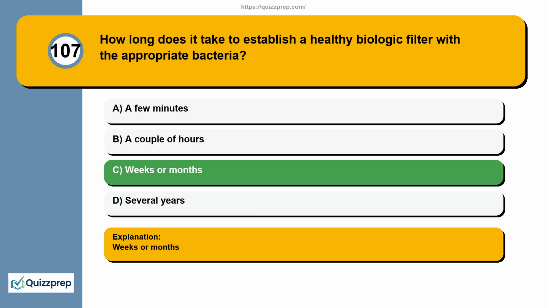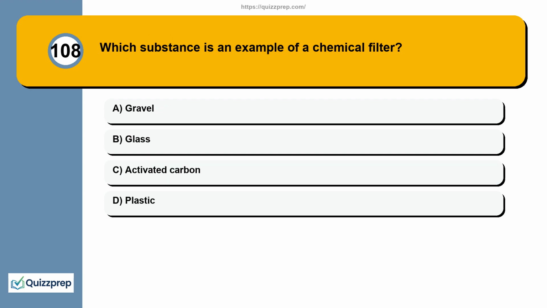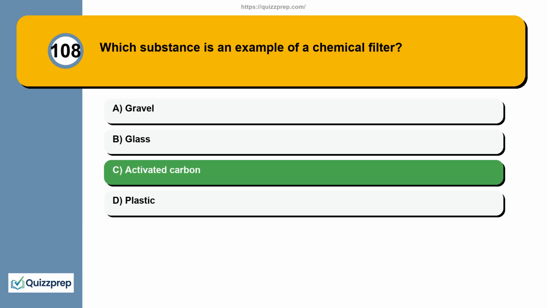Question 108. Which substance is an example of a chemical filter? Option A, gravel. Option B, glass. Option C, activated carbon. Option D, plastic. The correct answer is option C, activated carbon.